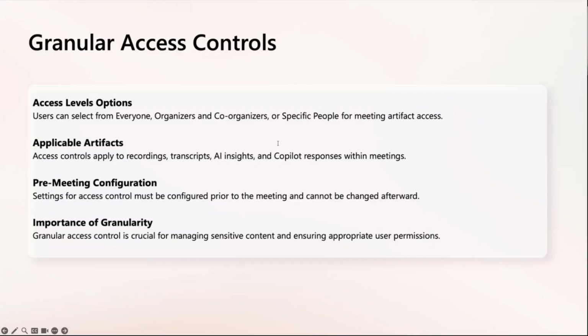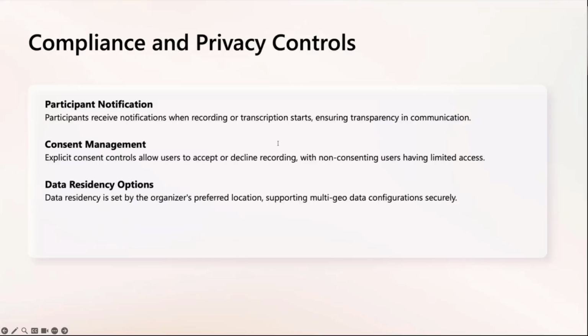And then you've got pre-meeting configurations, as I mentioned a little bit before. You've also got access level options as far as everyone, organizers, co-organizers, or specific people that you specify as well. We've also got participant notifications. Remember, every time you do something with regards to Copilot, turn on the transcription or turn on the recording, all of the people inside of the meeting are going to be notified about this so that you can do consent management. We've also got data residency options so that you can set the preferred location for different places where we store the data.